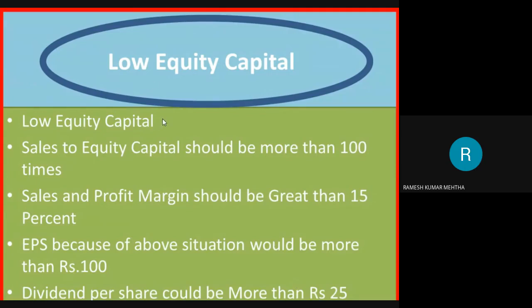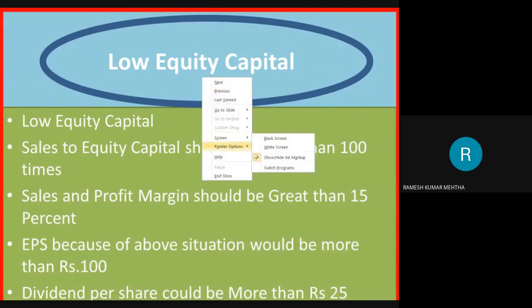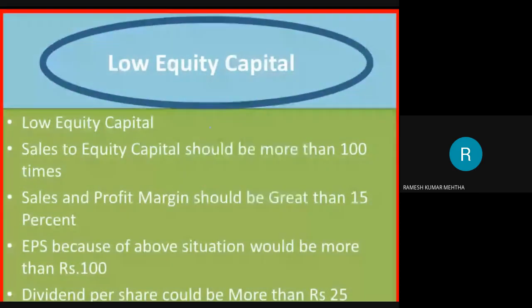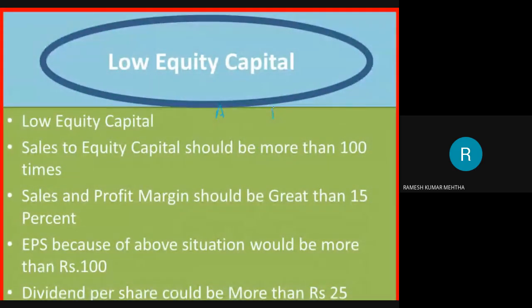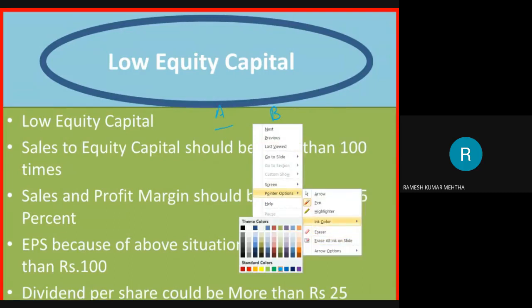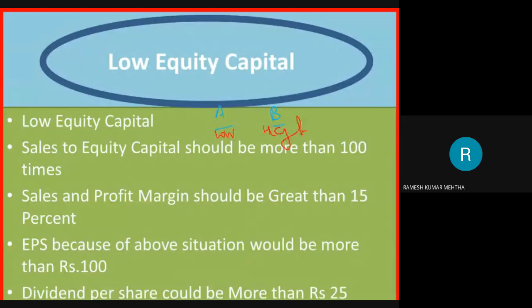A company with a low equity capital is considered to be a very good company for investment. Why? Because I will give a small example. A and B are in the same business, in the same sector. But what is happening? Their equity share capital base is very different. One is very low and one is very high, in the sense that here the equity share capital is 30 crores and here it is 3,500 crores.